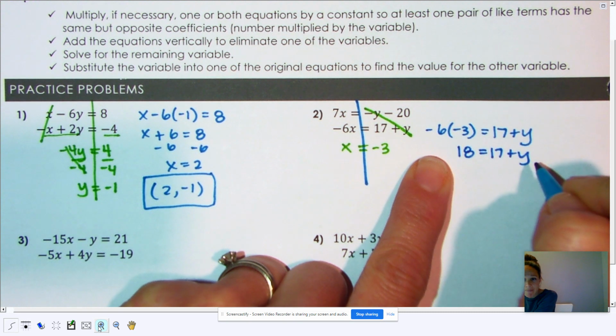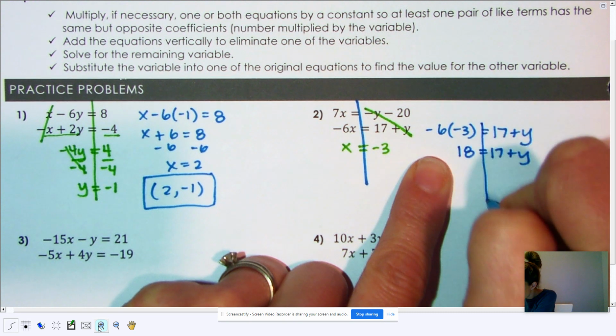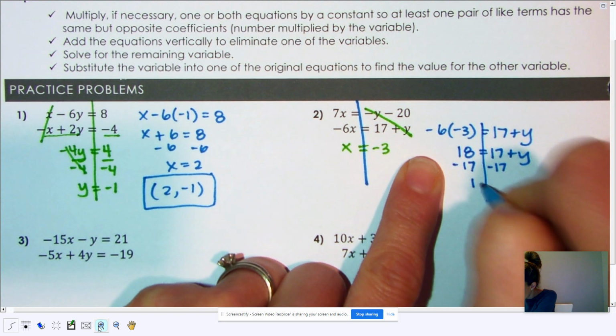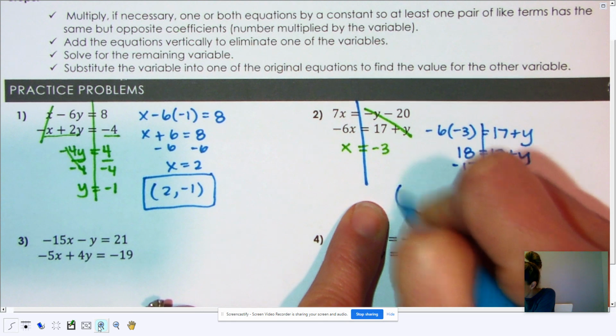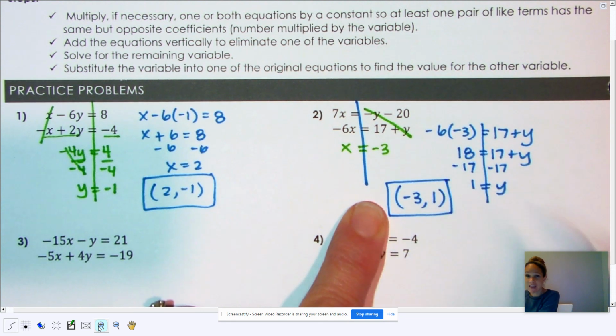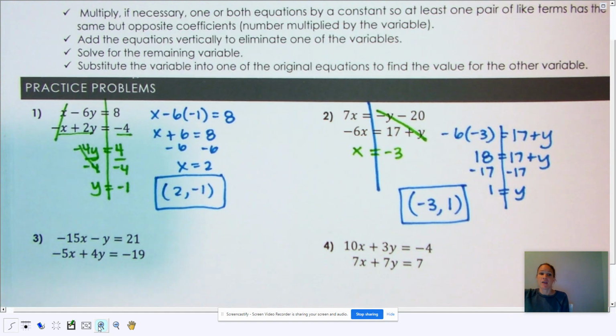If I want to get the y by itself, I need to get rid of that positive 17. So I'm going to subtract 17 on both sides. So I'm going to get 1 is equal to y. My answer is written as an ordered pair with the x value and then the y value, okay?